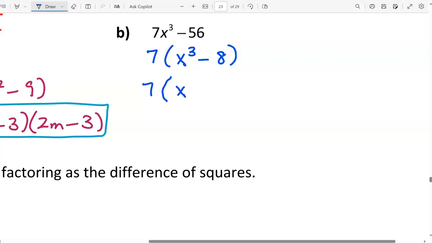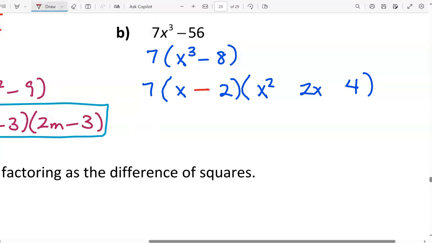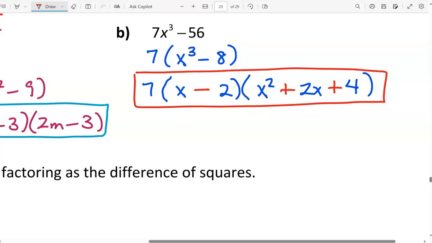So I'm going to construct the binomial factor, which will have terms of x and 2, and then square, squish the x and the 2 together, and then square the second term. So the square of 2 is 4, and then I'm going to match the sign, use the opposite sign, and always plus. So there is my end result.